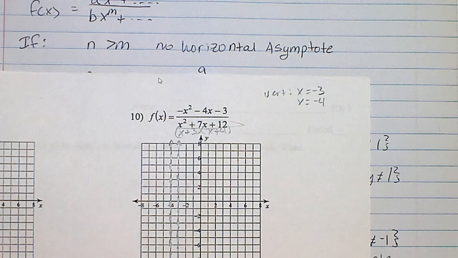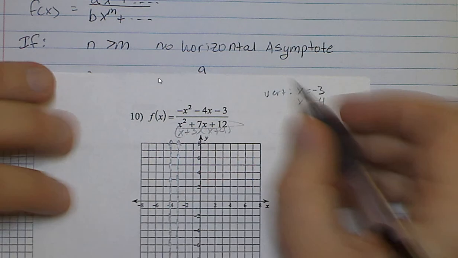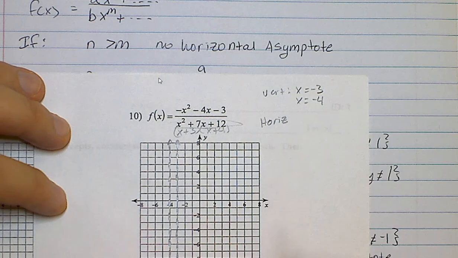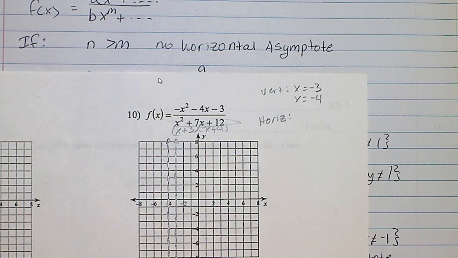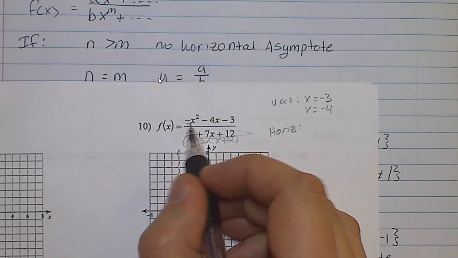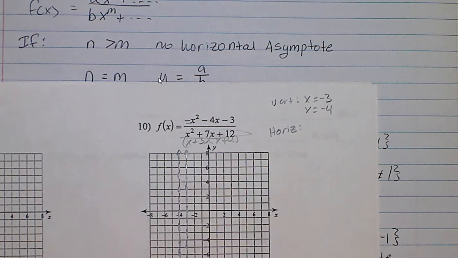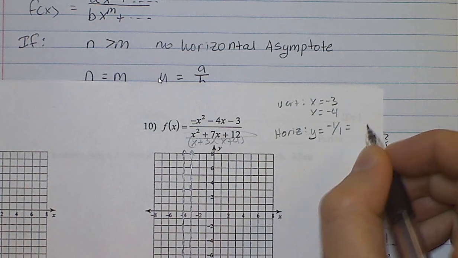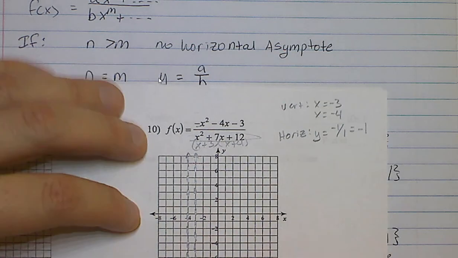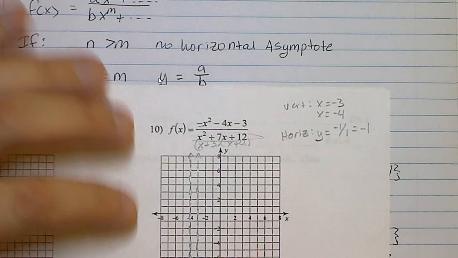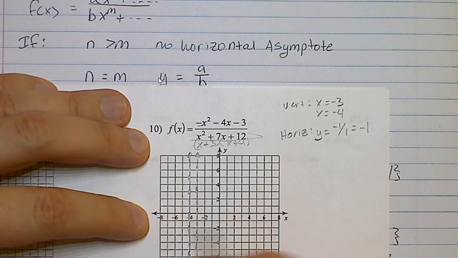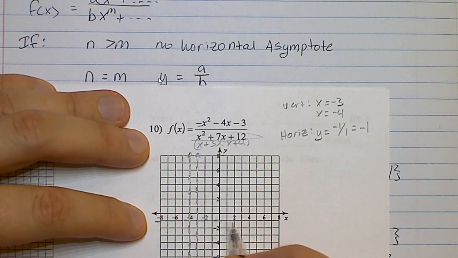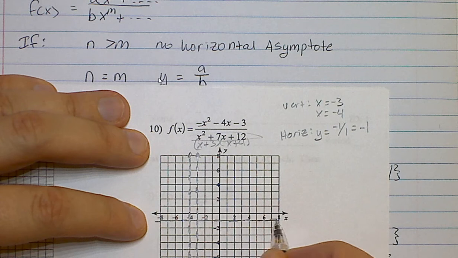And then I need to find out what my horizontal asymptote is. Now for my horizontal asymptote, the powers of the two are equal. So I'm going to take the coefficient of this one and divide it by the coefficient of that one. It's -1 divided by 1, which is just -1. I'll get to the domain in just a second. That means I'm going to draw a horizontal line at y equal to -1, which is right here, just going across, filling in my horizontal line.